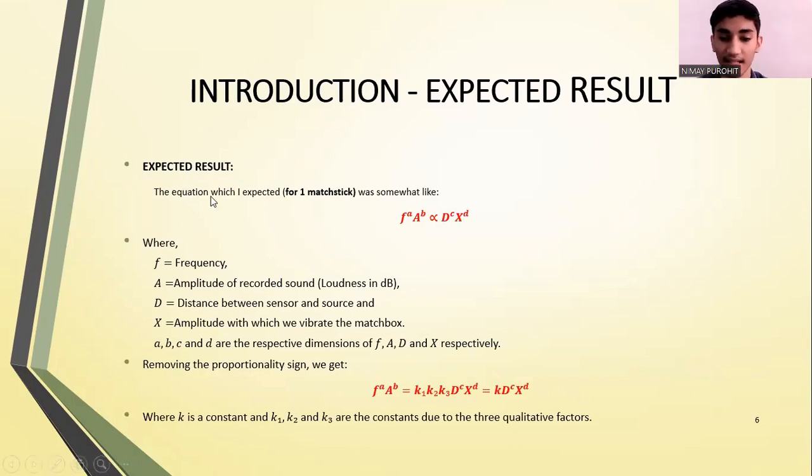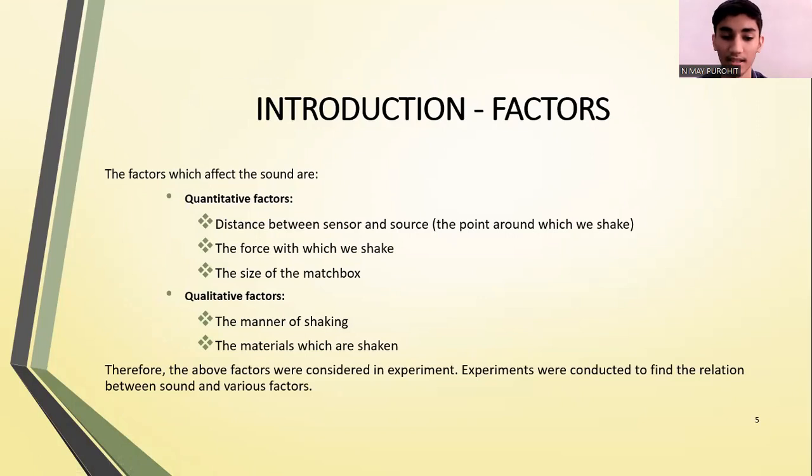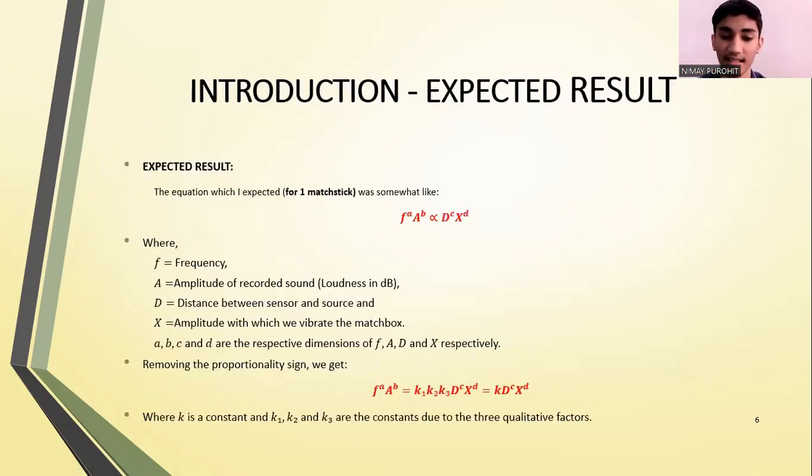Initially, I expected that the sound's frequency as well as the amplitude should depend on the above quantitative and qualitative factors. So I formed an equation myself in which I considered the variables f, a, d and x, where the meaning of the symbols is shown here. A, B, C, D are the dimensions of the respective quantities, and I added a few constants myself so that the qualitative factors are also covered.